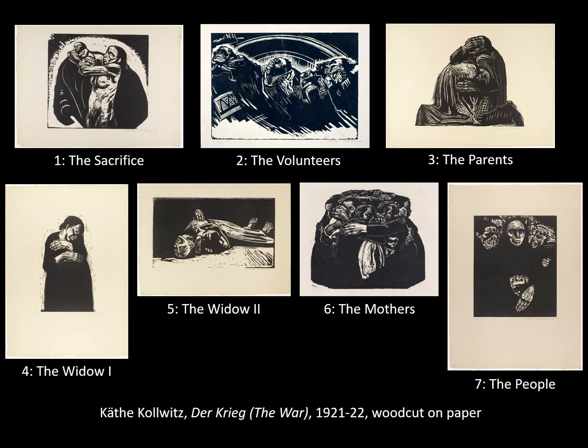You could see then the whole series of the images from the sacrifice, which shows a mother handing over her newborn child as sort of like an offering towards war, through the men going off to war and the volunteers, the parents, which actually becomes a model for her son Peter's tomb, these 2 grieving parents forming almost this tombstone-like shape with their bodies, to 2 different images of widows, the mothers, where you see these women bound together in this solid mass to show not only grief, but also the need for solidarity among the people. And then finally, the people.